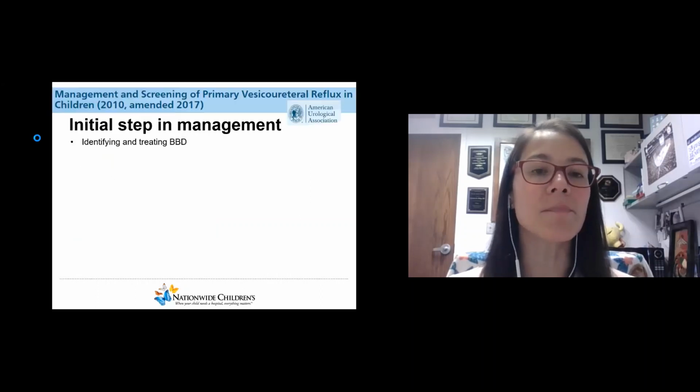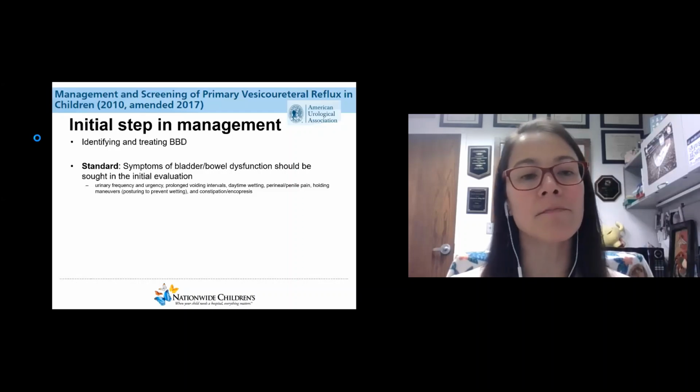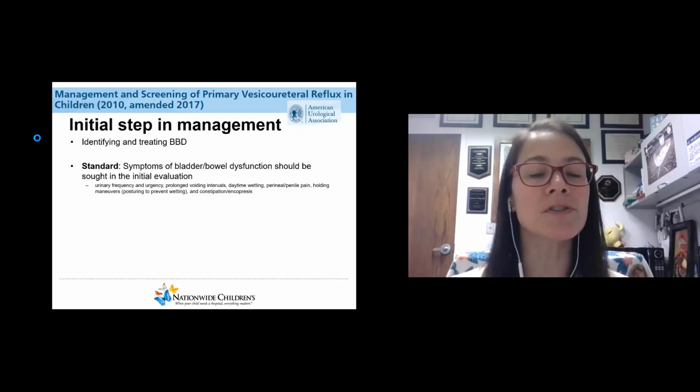So in the initial step in management of reflux, it's important to identify and treat bowel and bladder dysfunction. And again, this is another one of the standards in the AUA guidelines on reflux that say that symptoms of bowel and bladder dysfunction should be sought in the initial evaluation. And they define bowel and bladder dysfunction as urinary frequency and urgency, prolonged voiding intervals, daytime wetting, perineal and penile pain, holding maneuvers, and constipation.